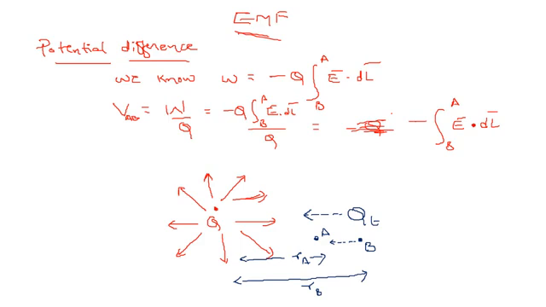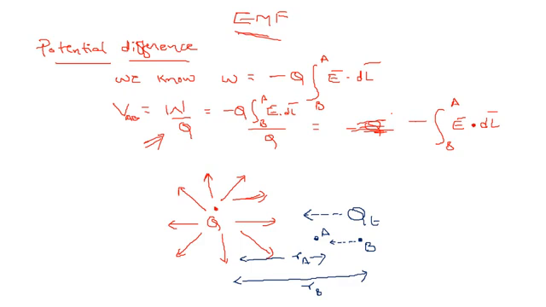Potential difference. Today I'm going to discuss the potential difference. In the last class we have seen the work done in moving a charge from the point B to the point A. We have also seen that the voltage, or potential difference, between any two points can be given as work done per unit charge. So this is the equation we got.